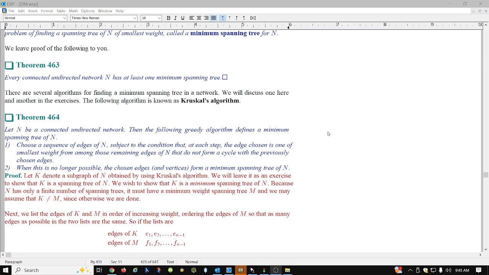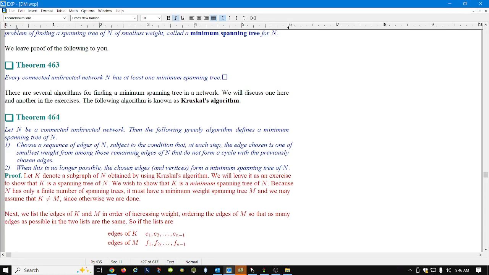Choose a sequence of edges of N subject to the condition that at each step, for each choice, the edge chosen is one of smallest weight from among the remaining edges that do not form a cycle with the previously chosen edges. So choose an edge of minimum weight that does not form a cycle with what you've already chosen. And when that's no longer possible, the edges you've chosen along with the vertices will be a minimum spanning tree for the network.